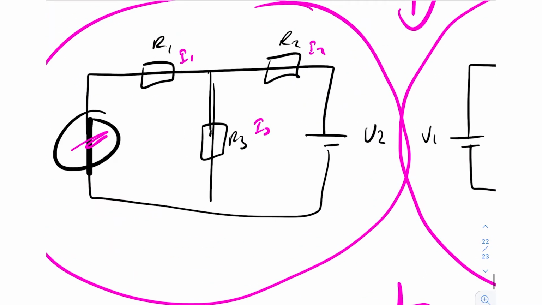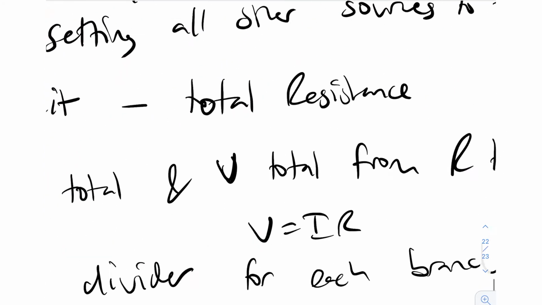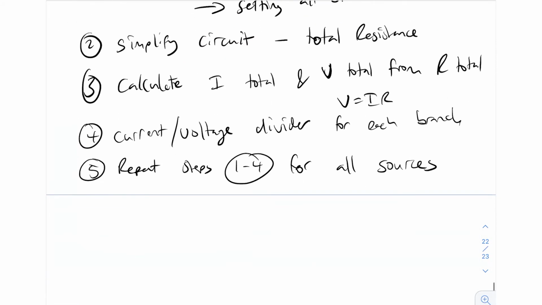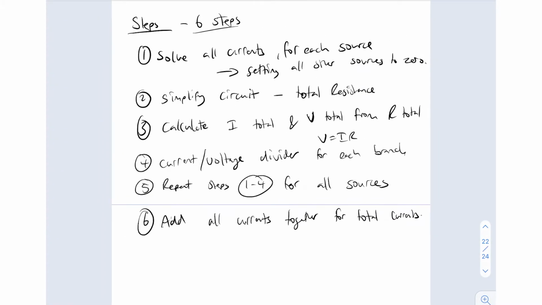So basically, once you've removed this voltage source here, then you do all of the calculations. Then you come over here, you remove this one, and you do all of those steps again, right? Okay, and then finally number 6, once you've done all of that, then you add. So basically, like we said, the algebraic sum of all of them, add all the currents together, and that will give you total currents.